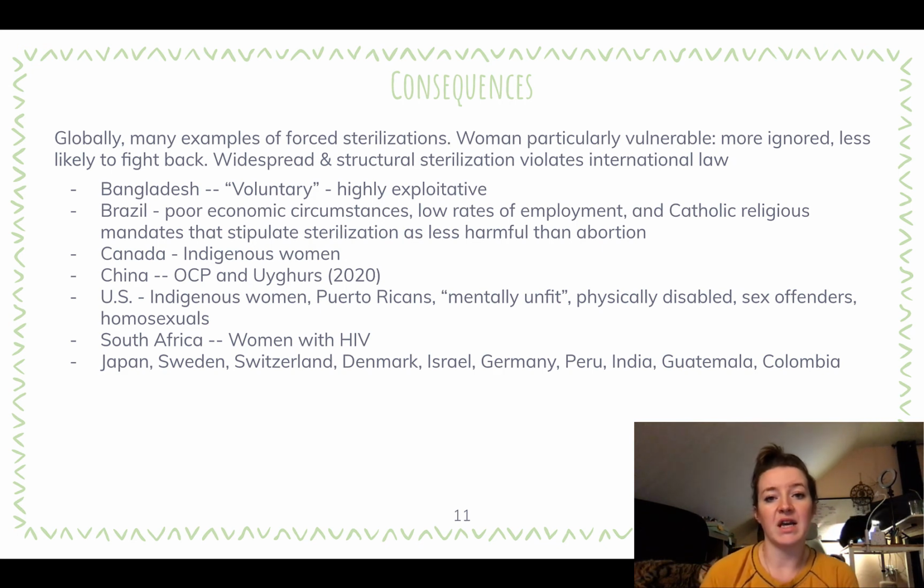And then we've had many other cases of forced sterilizations in places like Japan, Sweden, Switzerland, Denmark, Israel. Germany obviously is very well known for the Holocaust and the forced sterilizations in the concentration camps. In Peru, in India as mentioned, and others in Guatemala and in Colombia, just to name some of them.